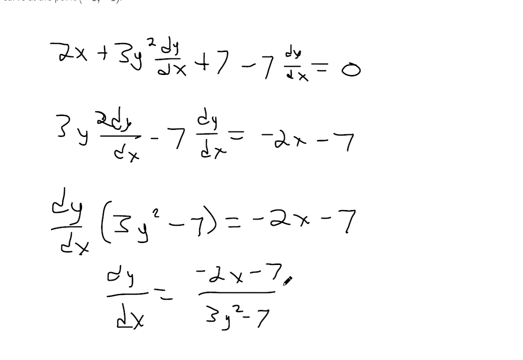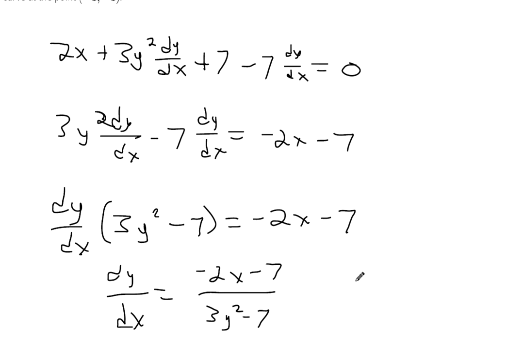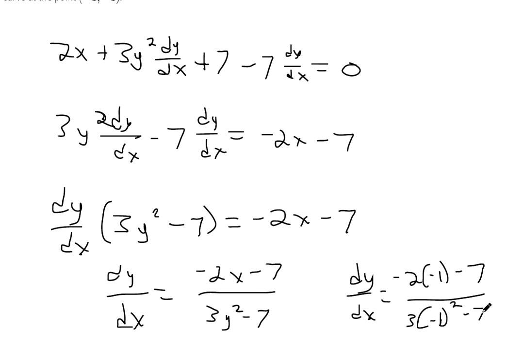Okay, so we got dy/dx equals -2x minus 7 over 3y squared minus 7. So now we have something to tell us what the slope is at an instant. They want the slope at -1, -1. So the slope of the tangent line at -1 for x and -1 for y is found by simplifying this.